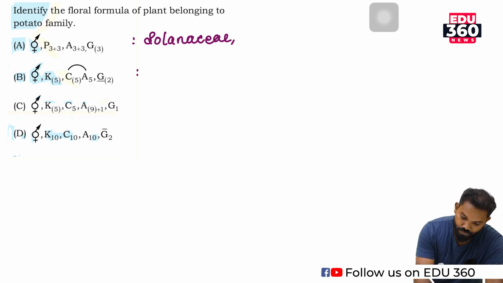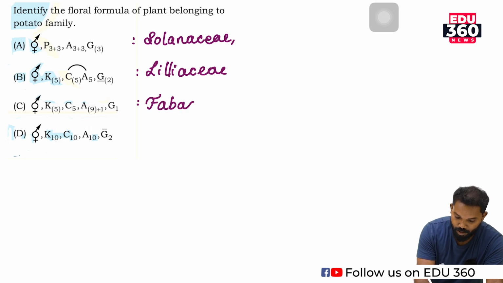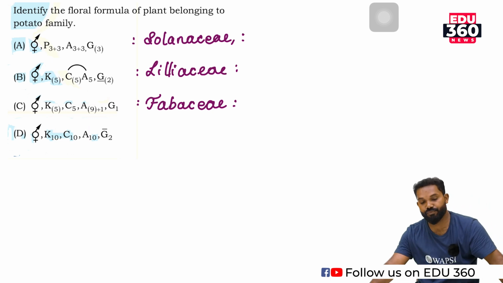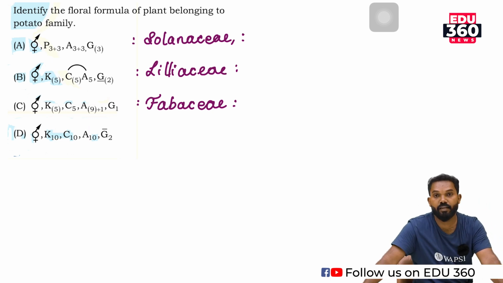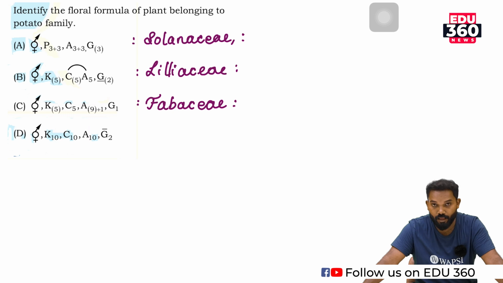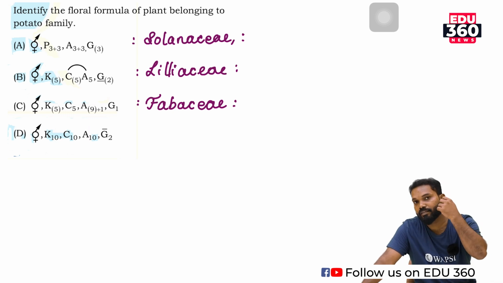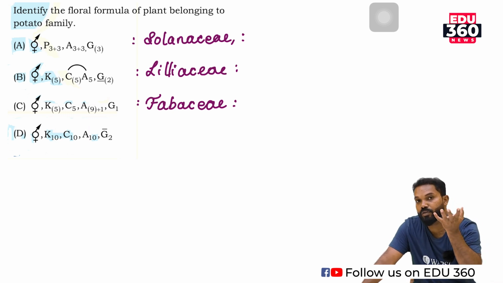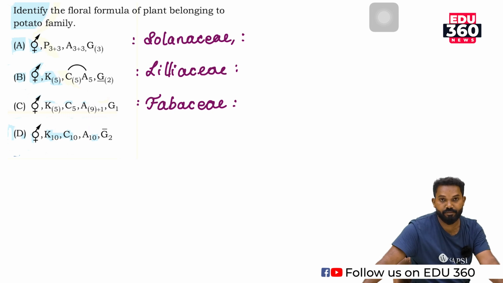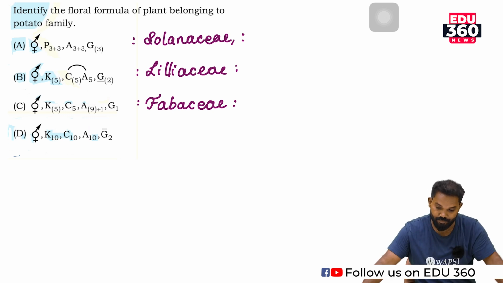Then the onion family or lily family is Liliaceae. The pulses family is Fabaceae. You have to study three families: Solanaceae, Liliaceae, and Fabaceae. Each family has some important recognizing or differentiating characters.